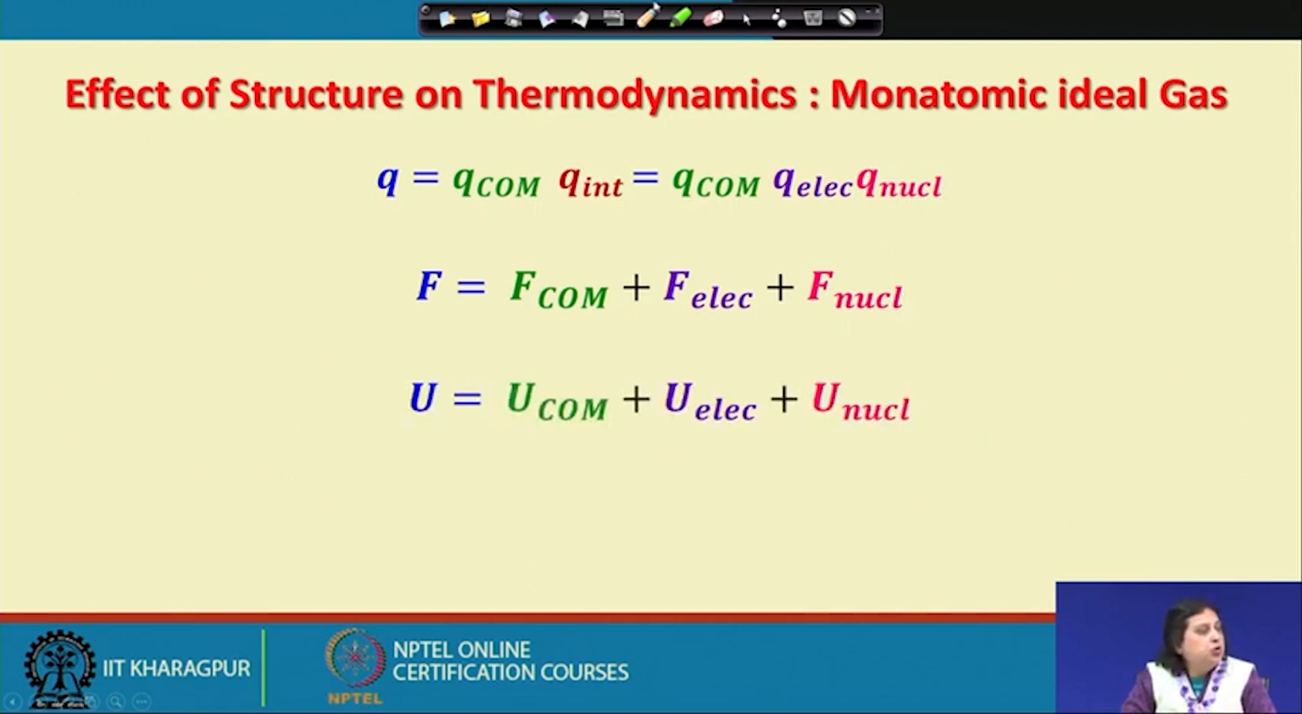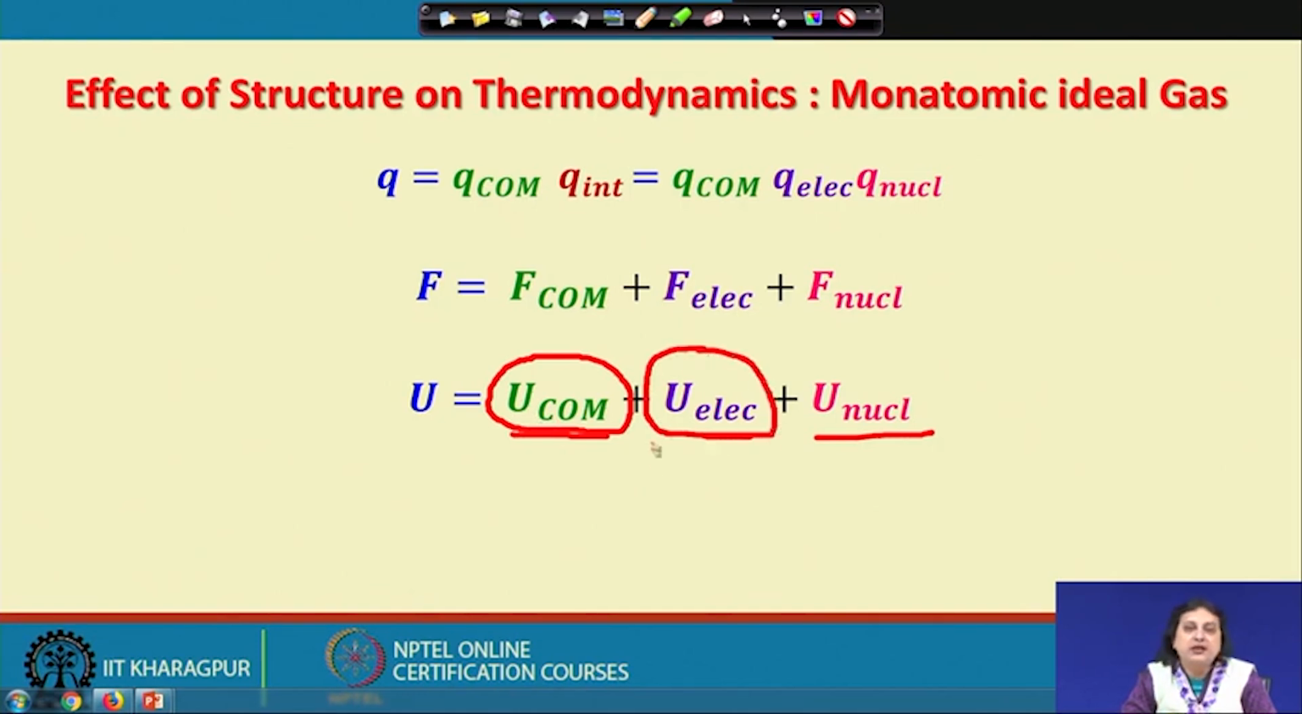Therefore, using the same type of argument, I should be able to partition the total internal energy of the system into three different contributions in a monatomic ideal gas. The first one is the internal energy corresponding to the translational motion of each atom in the system, multiplied by capital N, the number of atoms. This is the total electronic energy of the N atoms present in the system, and this is the contribution coming from the nuclear energy states.